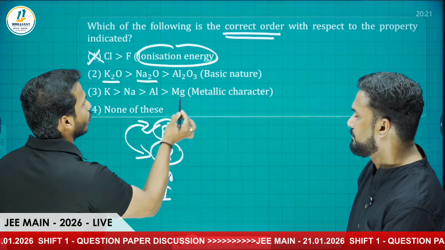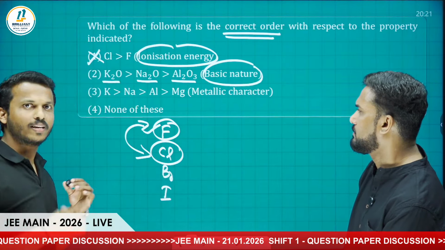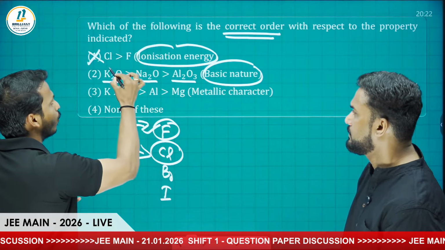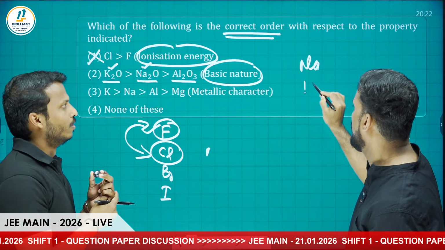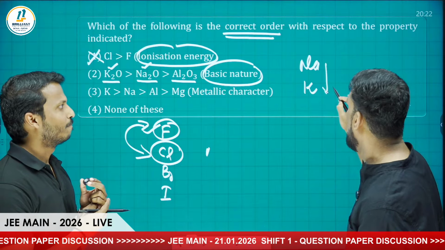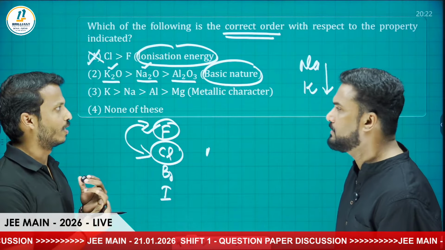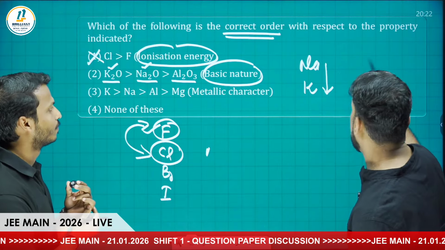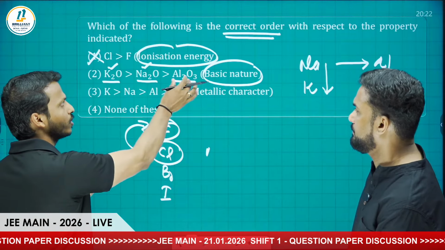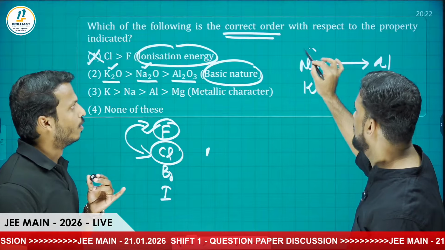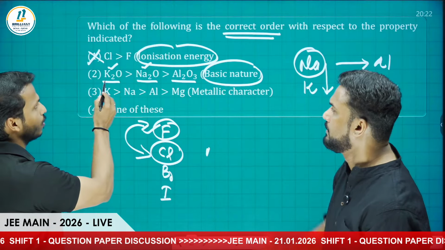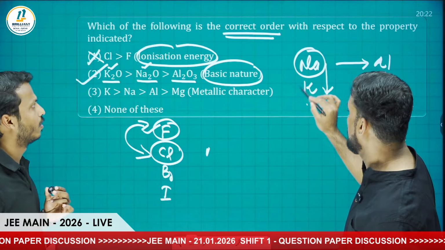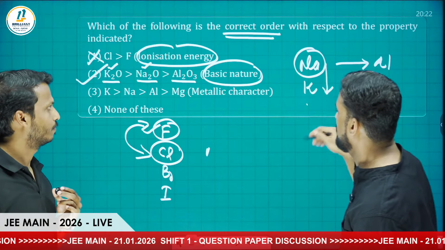Then potassium oxide, sodium oxide, aluminium oxide, basic nature. Metallic oxides are basic in nature. Sodium comes first according to the group, and below it potassium comes. Down the group, metallic character increases, and basic character also increases. Then aluminium comes in group 13, so going towards the right, basic character decreases, and aluminium oxide is also amphoteric. So the oxide of potassium should have the most basic nature. It's correct: while coming down, basic property increases.